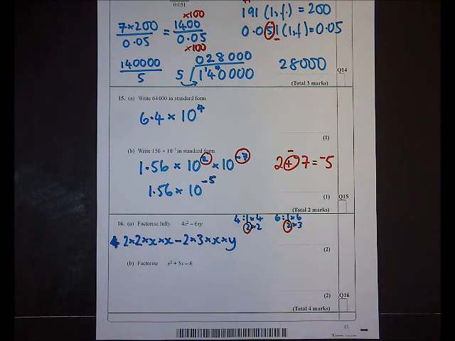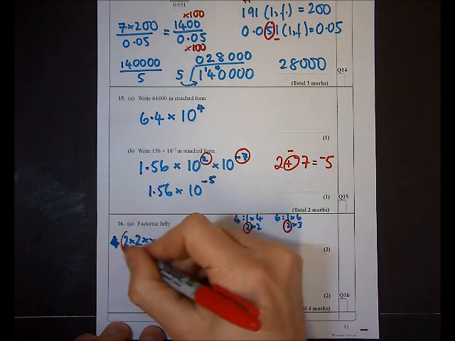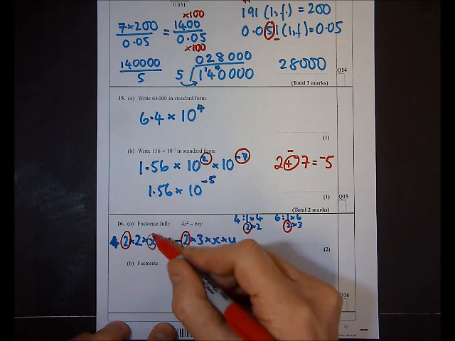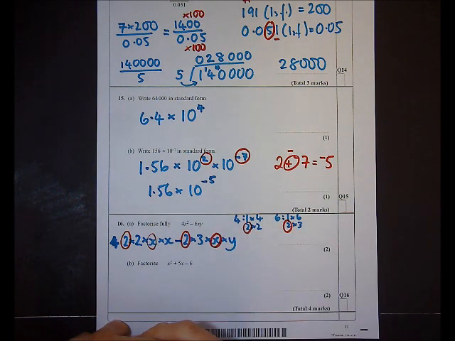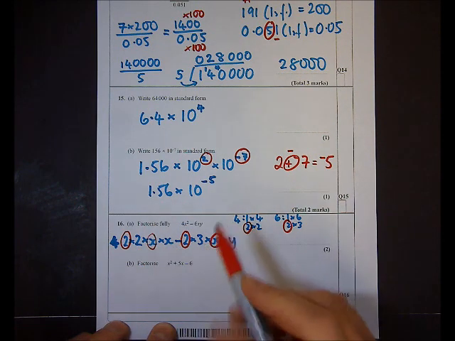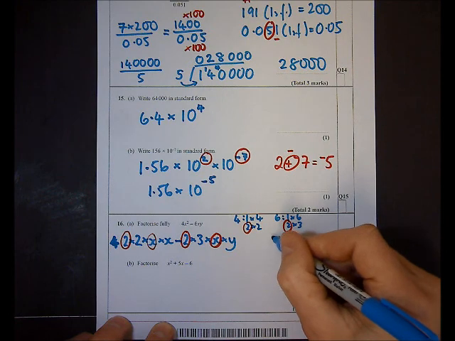And then looking at that, I can see what's common to both lists. So I've got a 2 here, 2 here, so I can definitely take a 2 out of both of these expressions. And I've got an x here and an x here, so I can definitely take an x out of both expressions. And there's nothing else the same. I've got 2 and an x here and 3 and a y here. So my answer is going to start with 2x.